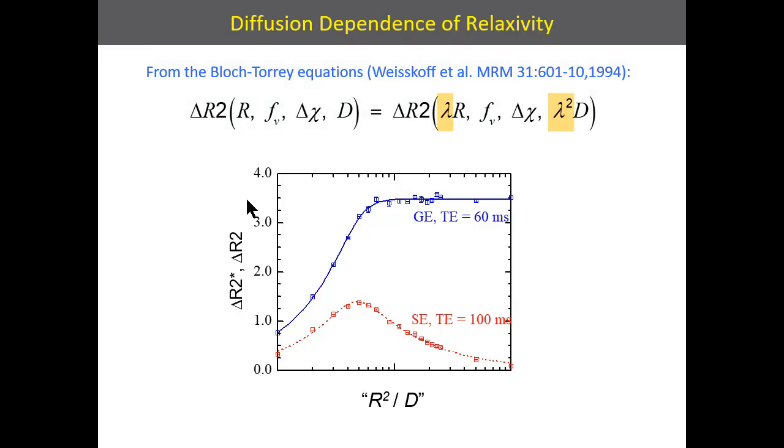It can also be shown that the x-axis of the size dependence curves actually scales like vessel size squared divided by diffusion. And so as diffusion rate decreases, like in restricted diffusion in densely cellular tumors, for instance, you move to the right along this curve, and this can either increase or decrease relaxivity for spin echo, with much less variability for gradient echo because of the plateau.